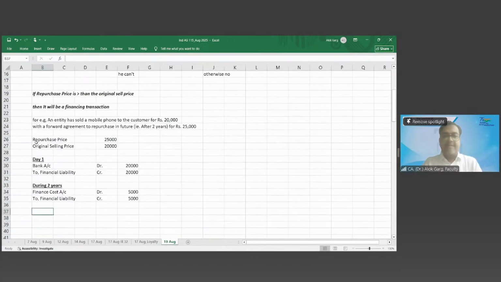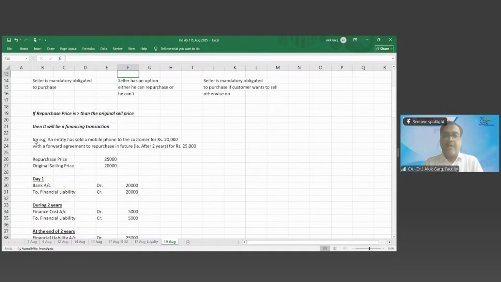And at the end of 2 years, what is the accounting entry? Financial liability account debit to bank account, right? How much amount? 25,000. 25,000, right?